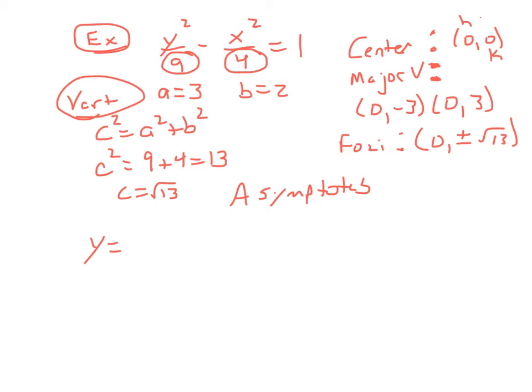y is equal to k, which is 0, plus or minus, this is vertical, so it's going to be a over b, so that's 3 over 2, and that's x minus h, which is 0, so my asymptotes are y equals plus or minus 3/2 x. That's all the stuff I'm going to make you find for a hyperbola. Let's try another one.